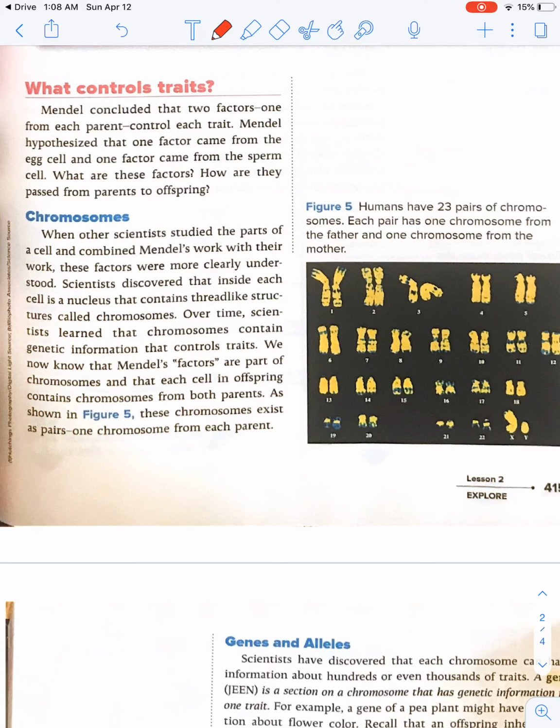He did not know. People had not discovered DNA and chromosomes, and they didn't have the technology that we have today to see that. So when other scientists studied the parts of a cell and combined Mendel's work with their work, these factors were more clearly understood. Scientists discovered that inside each cell is a nucleus that contains thread-like structures called chromosomes. Okay, so over time, scientists learned that chromosomes contain genetic information that controls traits.